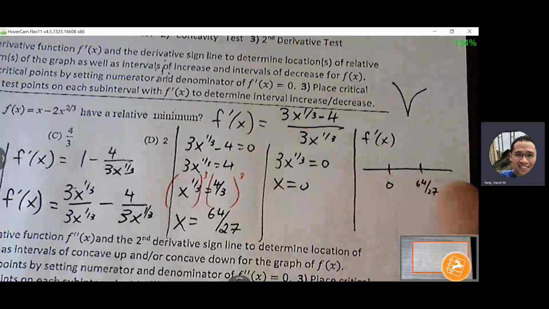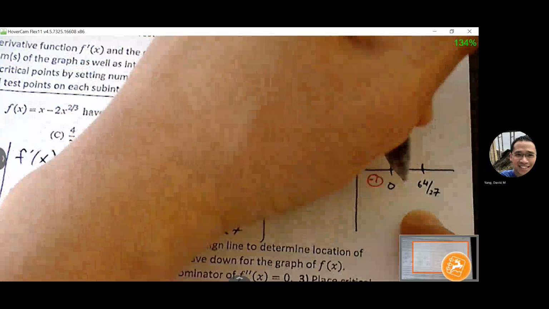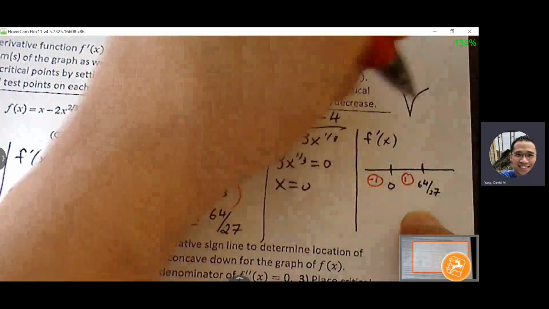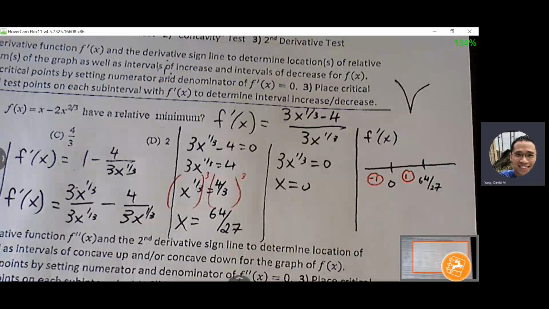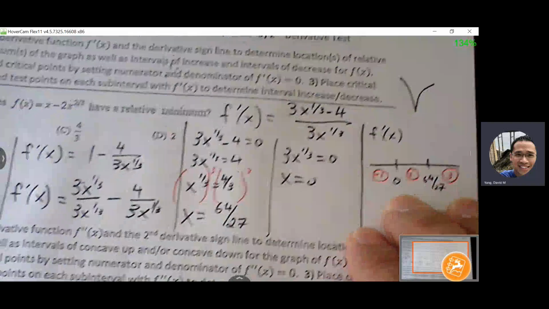Okay, so we have 3 intervals to test. I'll test -1. I'll test 1. And then 64/27 is less than 3, so I can test 3 as well. Now, I'm testing these points up against what?